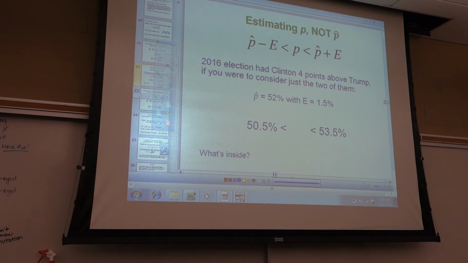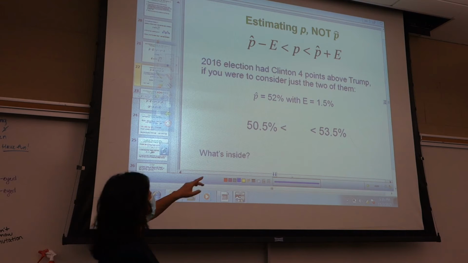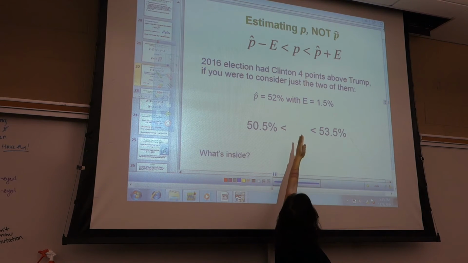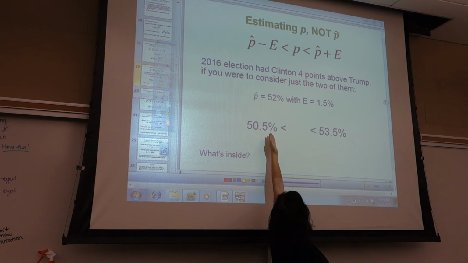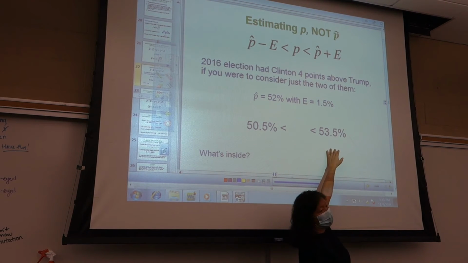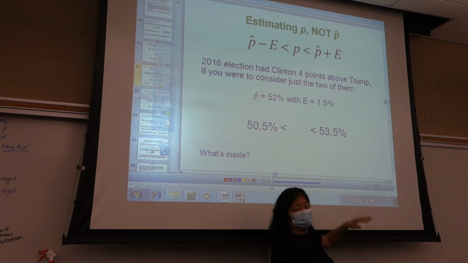All right, so in this case, if you remember the 2016 election, Clinton had 4 points above Trump. So if we just ignored all the rest of the candidates and just looked at the two of them, then p hat would be 52%, with an error of 1.5%. So I take my 52%, I subtract 1.5%. I take 52% and I add 1.5%. What's in between here?